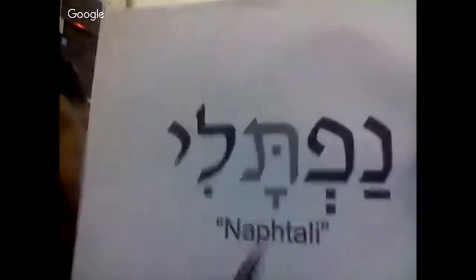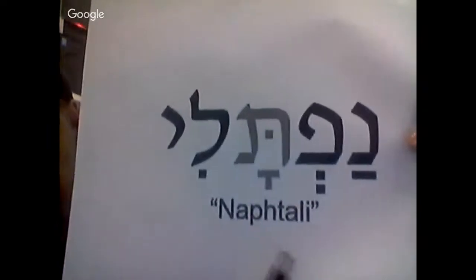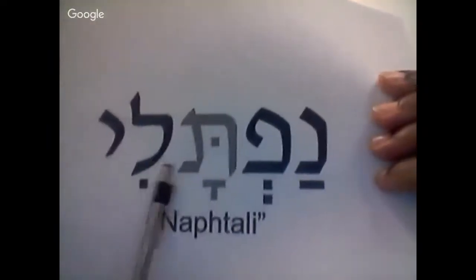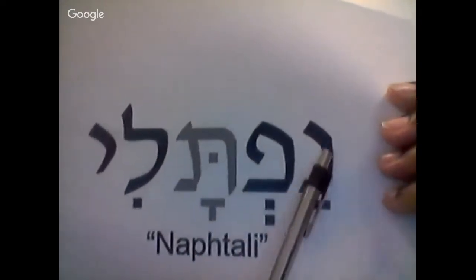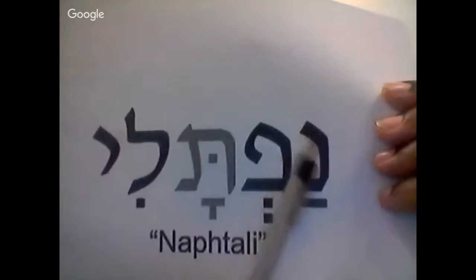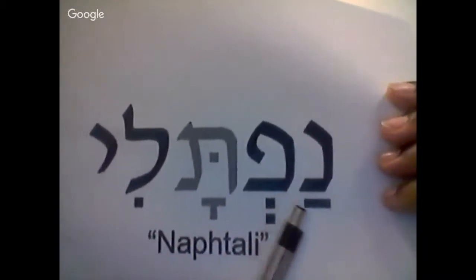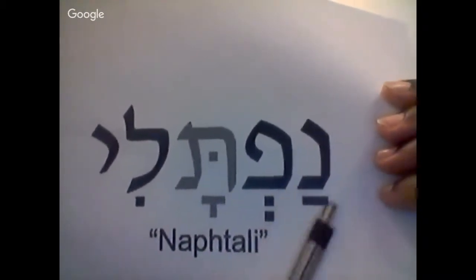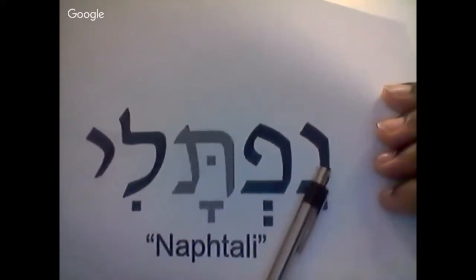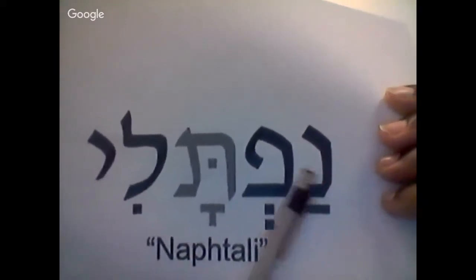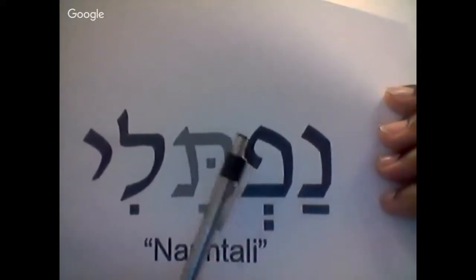Let's look at this word right here. As we see here in the English, it says Naphtali. We're going to explain how this word comes out to be such. You have the noon. The noon makes the N sound. This is called what? The patak. The N sound in "nah." That's how that works in that regard.